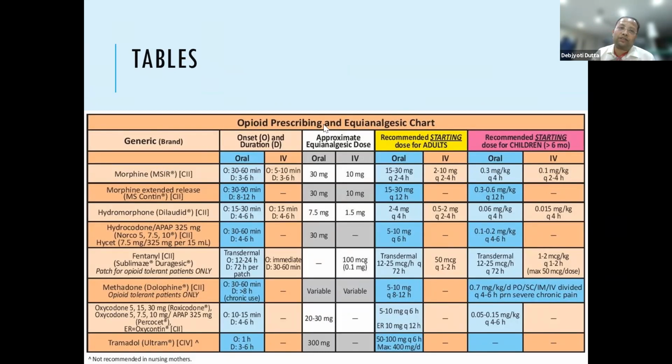Say, for severe pain you want to give a fentanyl patch. Then you have to change to the equivalent dose first, and of course the starting dose should be half of the equivalent dose, and then gradually increase it. So that is one way. This type of chart you have to keep.